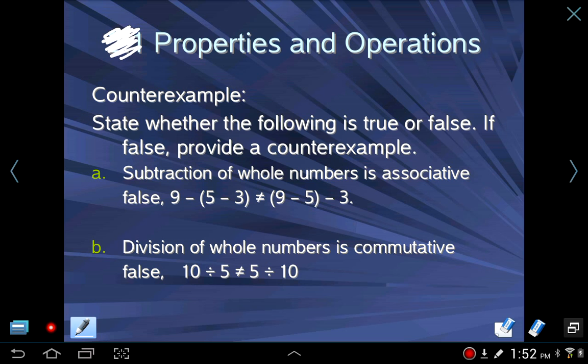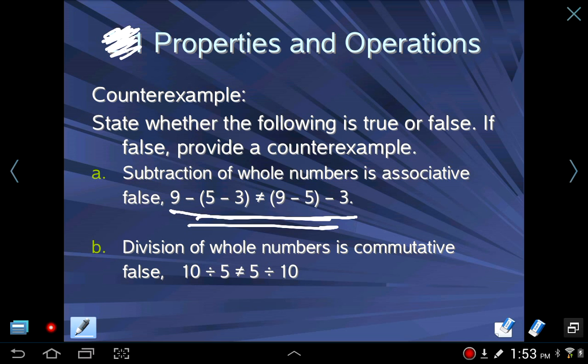All right, subtraction of whole numbers is associative. And that answer is already there for you. That's false. Okay, 9 minus 3. Okay, so this would be my counterexample right here. I'm writing down an example of why it is false. 9 minus, in parentheses, 5 minus 3 does not equal the quantity of 9 minus 5 minus 3.